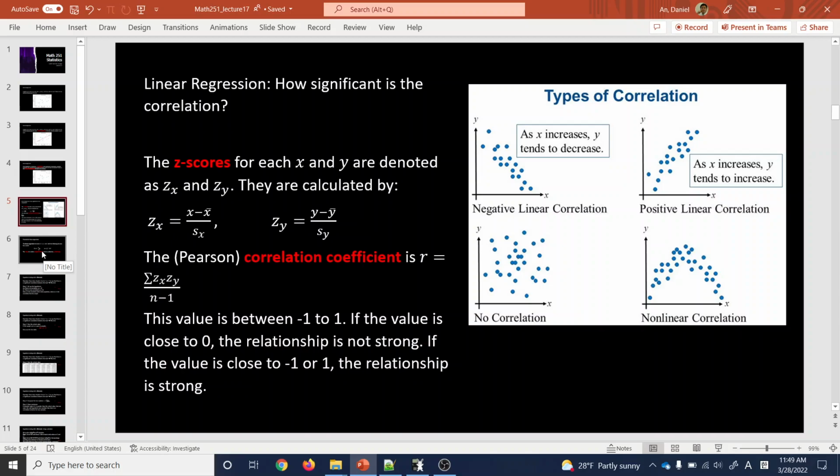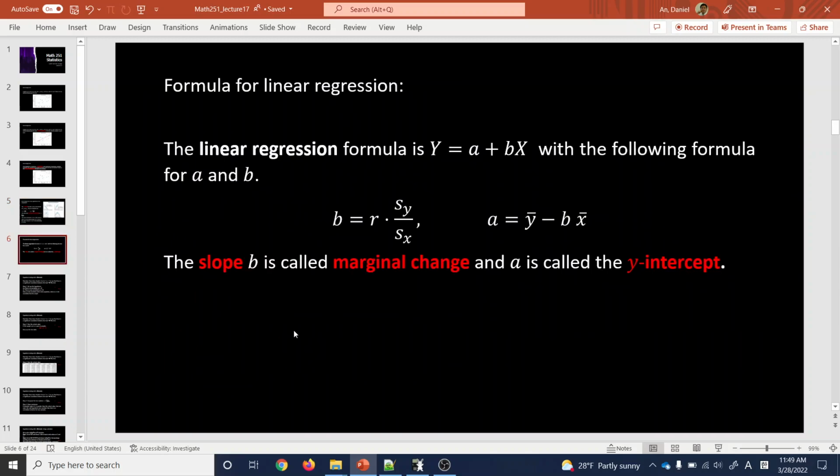All right, so hopefully this gave you some idea of what correlation coefficients do. But then how do you actually calculate them? Well, I first showed you how to calculate the correlation coefficient. How about that linear regression line? Here's the formula for the linear regression line. The formula for linear regression is y equals a plus bx, with the following formulas for a and b.